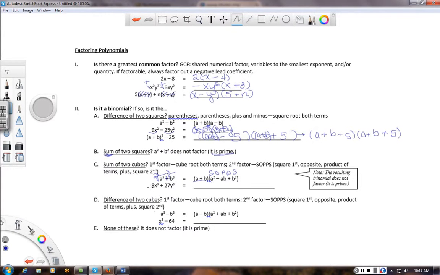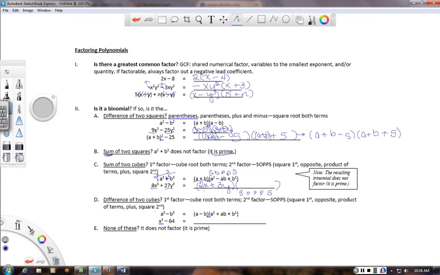Let's try an example. So we're going to take the cube root of 8x cubed, which of course is 2x, plus, and now we're going to take the cube root of my second term, which is 3y. We will use this quantity to create my missing trinomial factor. Let's put the mnemonic down here, S-O-P-P-S.